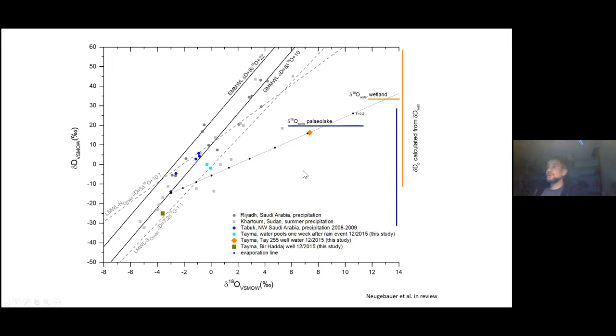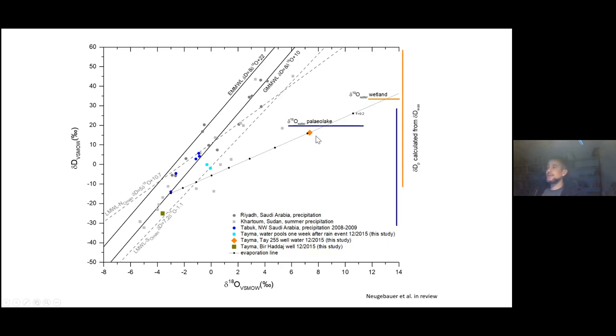Another argument for the East African monsoon delivering water to Taima and also feeding the groundwater layer is our oxygen isotope measurements of surface water in Taima. We took water from the historical well that should actually reflect the aquifer, because it has not been exposed too much to evaporation. And in this biplot, you see the oxygen isotopes of the water and the delta D of the water. We did this for the paleo lake water, the paleo lake sediments. We did this for the wetland stage of the sediment core.